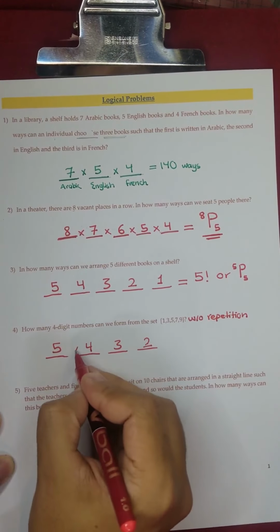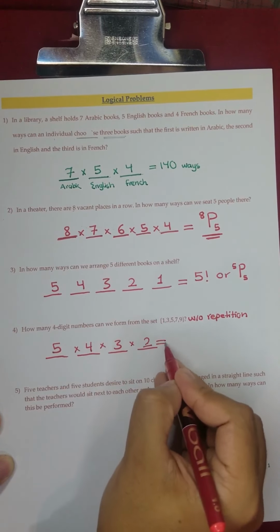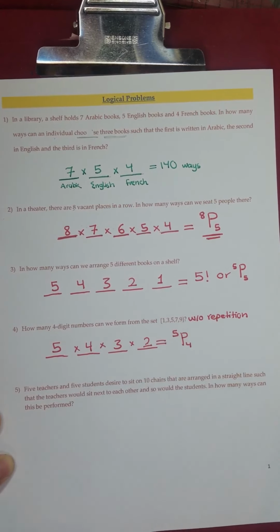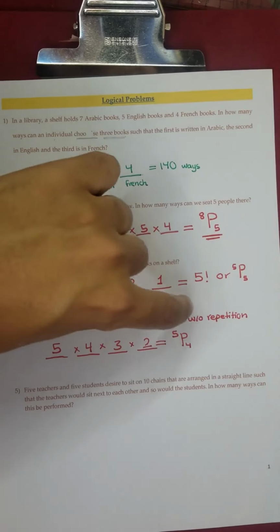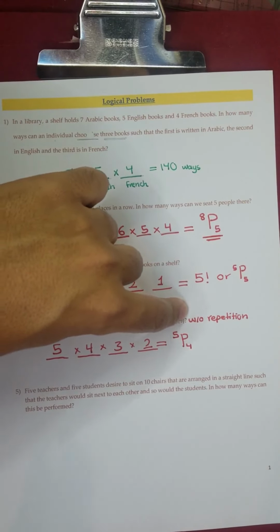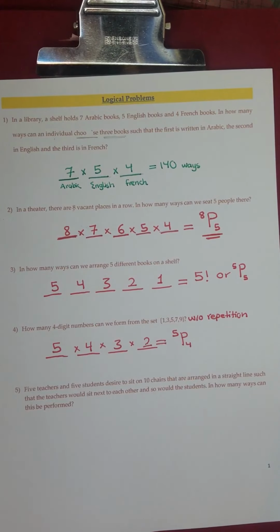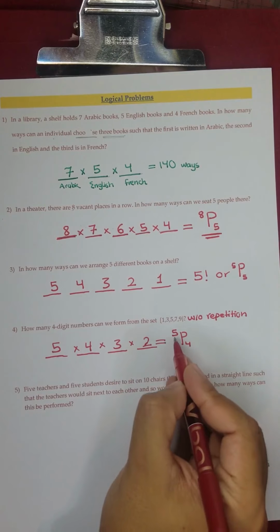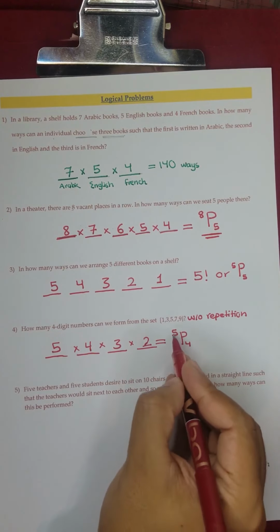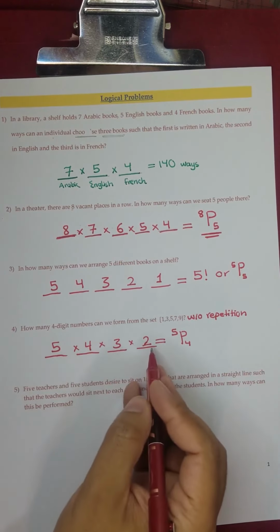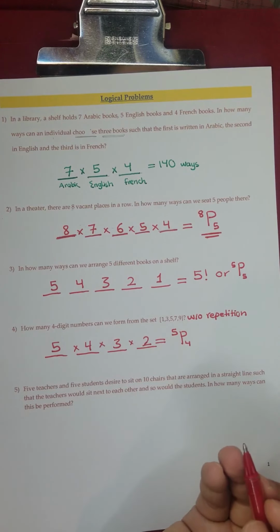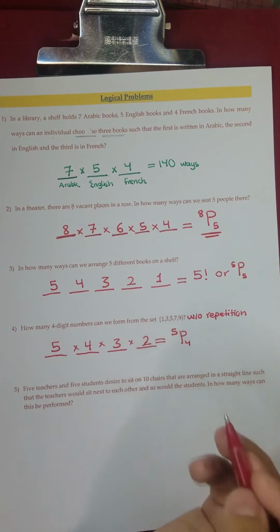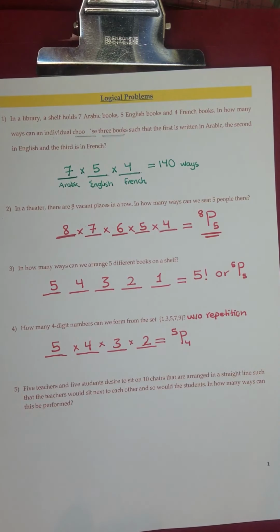So 5, 4, 3, 2. And this answer can be expressed as 5 permutation 4. I forgot to write without repetition. It is supposed to be without repetition. So this is 4 actions starting from 5. We can write the answer either as 5P4, 5 permutation 4, or 5 times 4 times 3 times 2. And please remember that since your exam is a multiple choice exam, you might have this as one of the answers. So you're totally fine there.